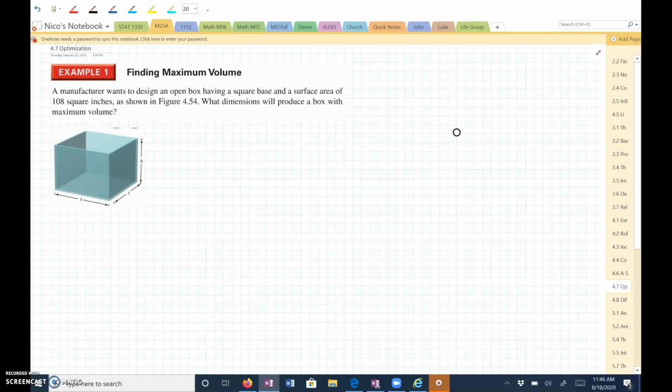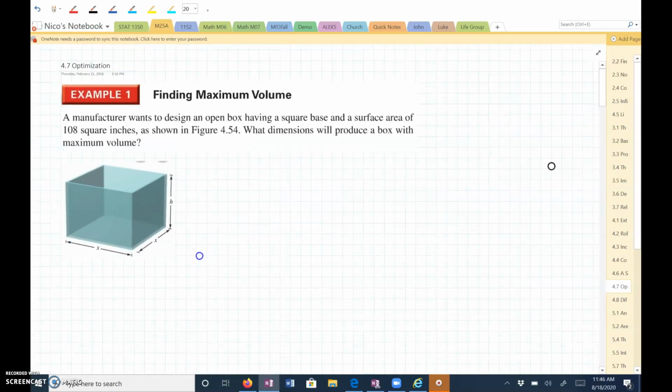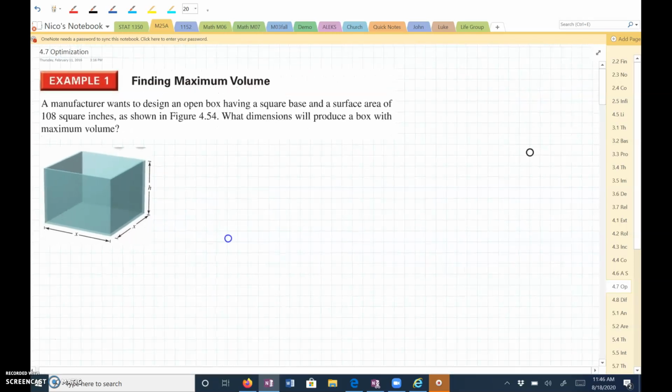Alright, 4.7 optimization. So we're basically going to do some word problems that involve finding relative mins and maxes, which is a form of maximizing or minimizing whatever the word problem involves.